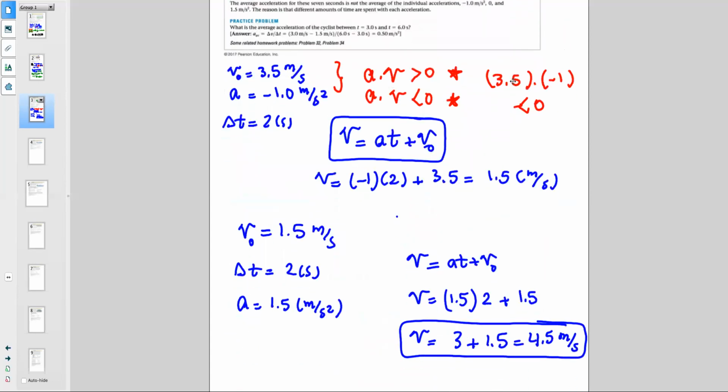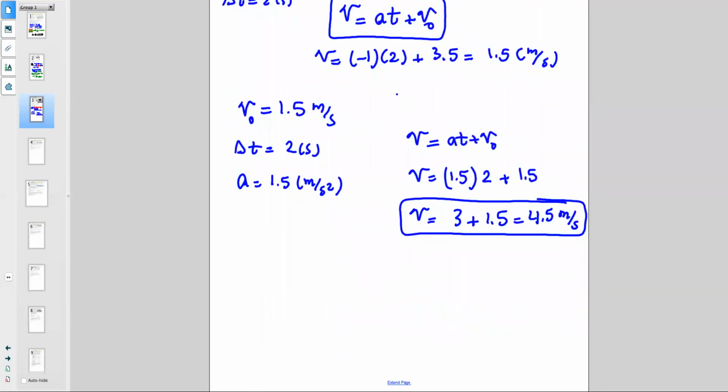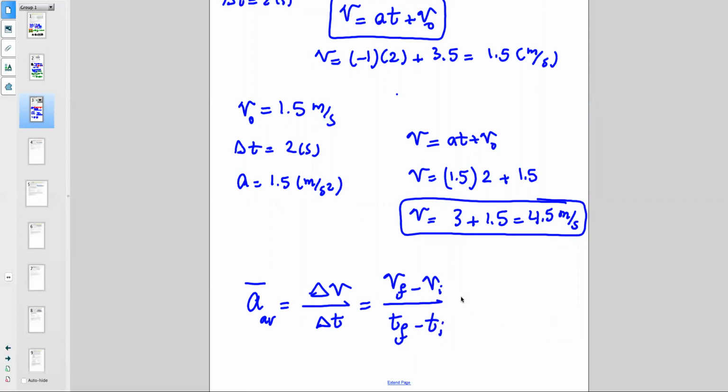Average acceleration. I go to the equation sheet and look up the average acceleration. If you don't remember, go ahead and check it out in the equation sheet. It is delta v over delta t. Delta v is final minus initial. Delta t is t final minus t initial.